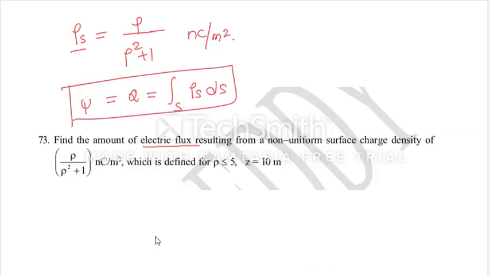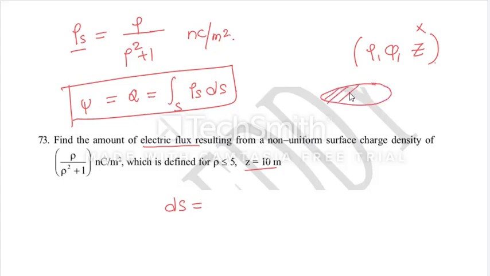This rho s value is given, and what is ds now here? Ds is the differential surface area. Here you can see the elements are rho, phi, z in the cylindrical system, z value constant, no change of z value here. This is a surface charge in the form of a circle like this. The rho value changes from 0 to 5. The phi value changes in the complete circle, that is 0 to 2 pi.